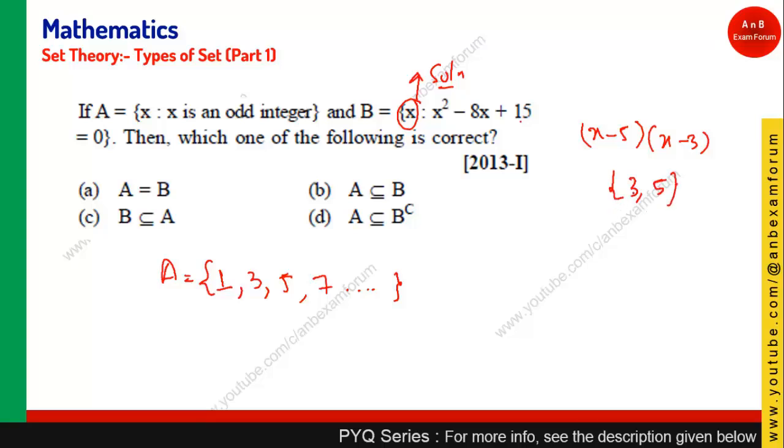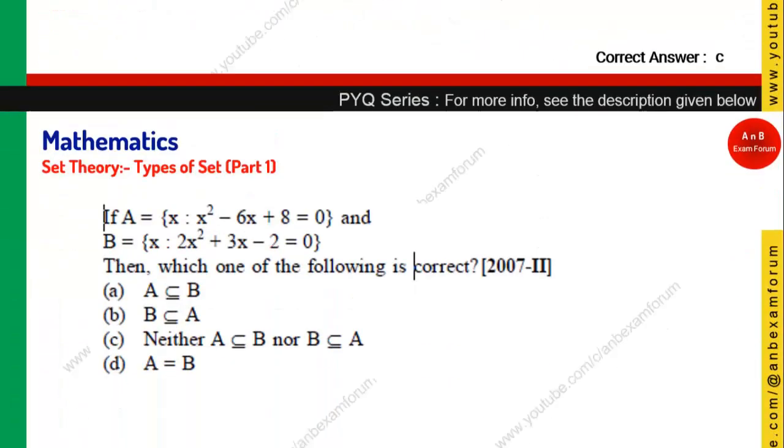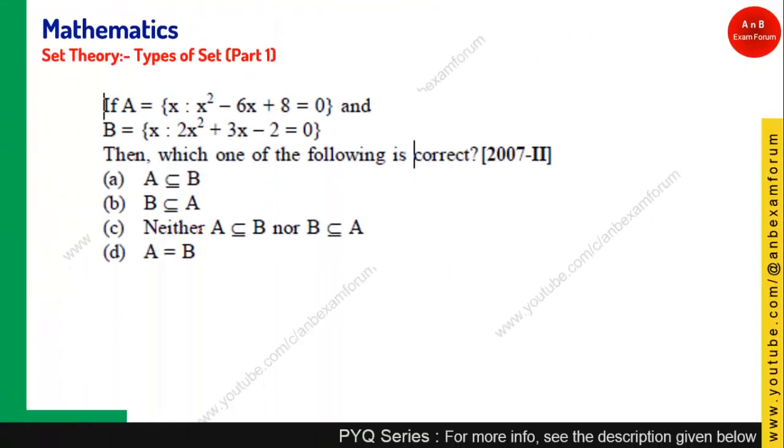As you can see, this set B is basically a subset of A. So if you see all of these options, option C, B is a subset of or equal to A, is the right answer, because the two elements which are in B are also present in A. Therefore B is a subset of A. Coming to the next question.